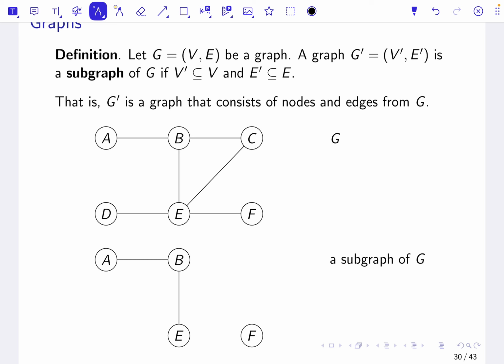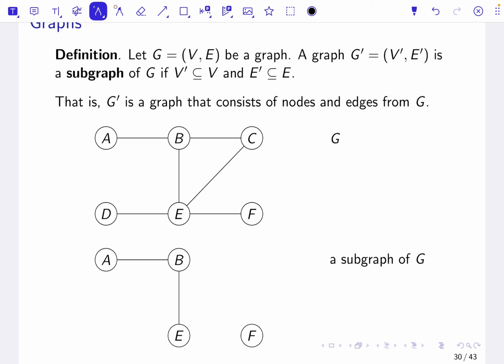Oh yeah, subgraphs. This is like the idea of subsets, but for graphs. It even uses subsets in the definition. A graph is a subset of another if its vertex set is a subset of the other graph's vertex set, and its edge set is a subset of the other graph's edge set.